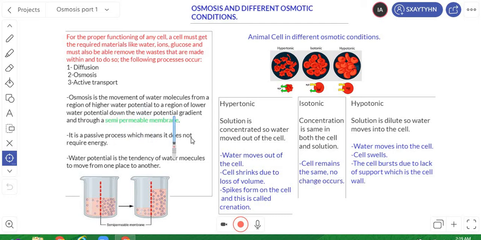Now when I say down the water potential gradient, it's very simple. It means from a region of high to low, from a region of high water potential to a region of low water potential. That is why it says down, from high to low.